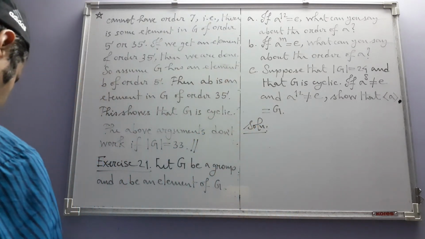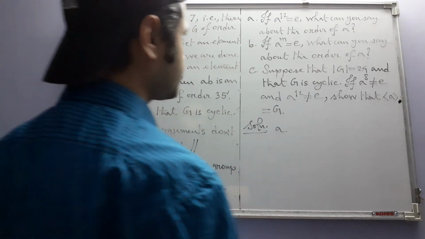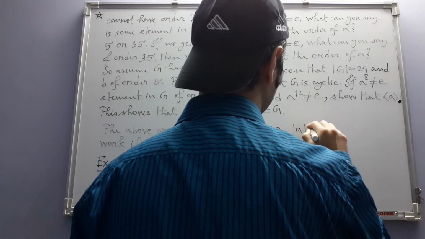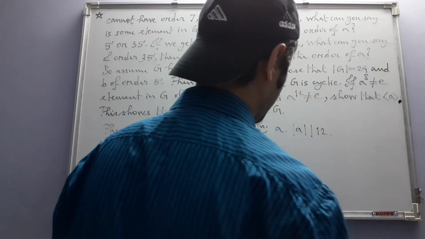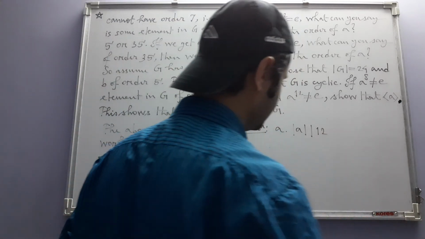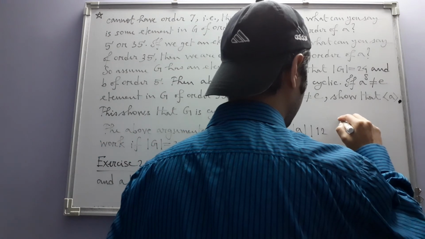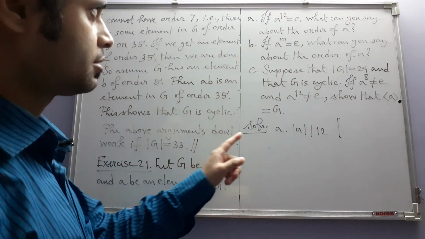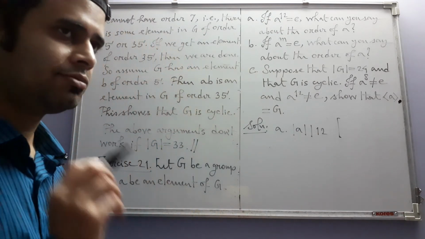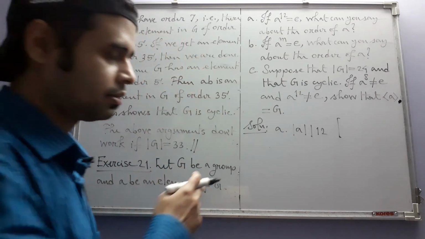The first two parts are extremely straightforward. Part A, what can you say about the order of A? Order of A divides 12. To actually show this, if it is not already following from some result from the text, I can't remember exactly. The strategy: order of A by definition is a positive integer. It's the least positive integer which satisfies that equation.